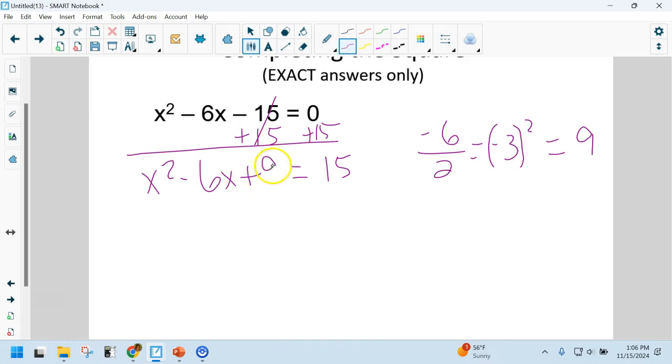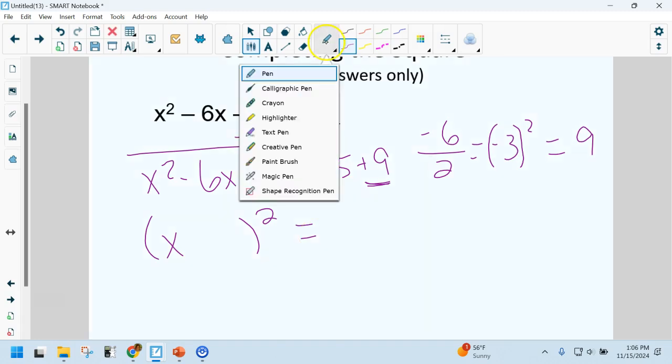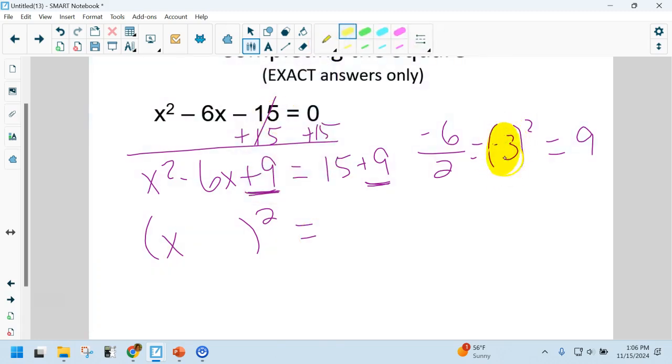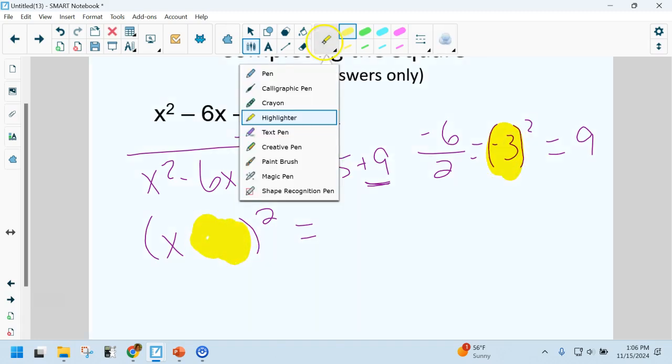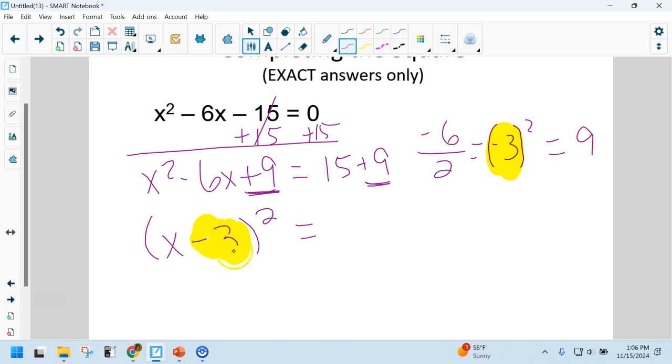I'm going to put a 9 in here, and I'm going to put a 9 on the other side, because we have to be fair in algebra. If I do something to one side, I do it to the other as well. Now I know, without going through the long factoring process, that what's going to go in this parenthesis is just this value right here. So in this case, what's going to go right here is going to match. That's going to be -3. And then I can add my 15 and 9 and get 24.